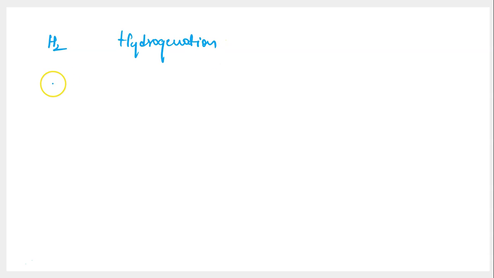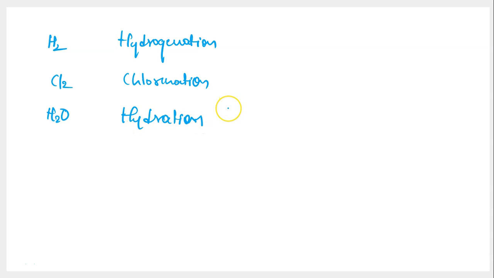hydrogenation. If you're adding chlorine, you call it as chlorination. And what if you are adding water, H2O? If you're adding water, you call it as hydration. So the term ation is added to these addition reactions like hydration, chlorination, hydrogenation, fluorination, bromination, etc., etc. Let's take examples for these 3 reactions to understand it better.